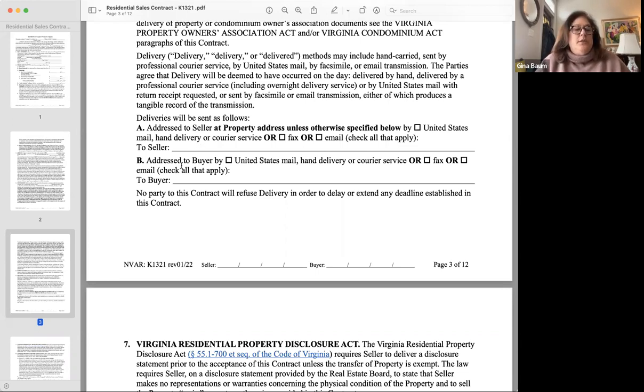Okay. So the same here, you're going to be addressed to the buyer by United States mail, hand delivery, or courier service, or fax or email. Check all that apply. Again, the buyer here, and I always put my name there as well, because like I said, I want to know what's being delivered. This would be for like a home inspection report. It could be for a home inspection contingency removal. All of those things that come about because of the contract, this is what it's talking about in terms of how they'll be delivered.